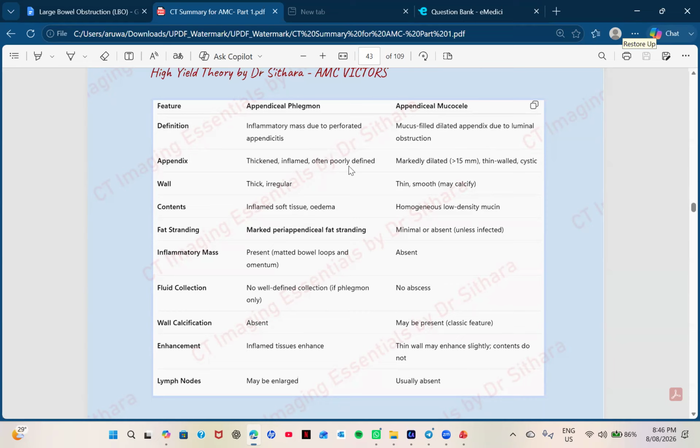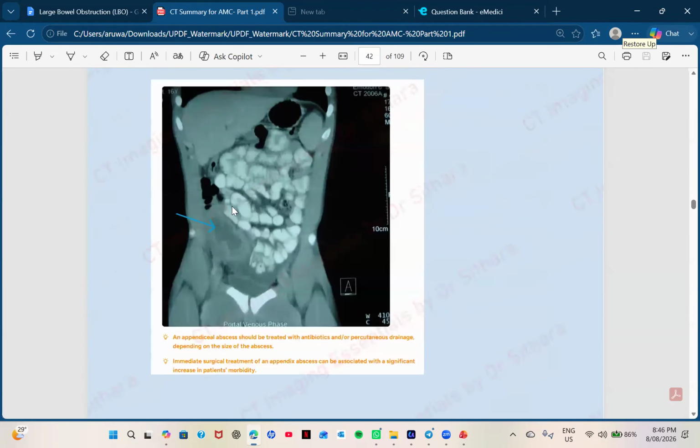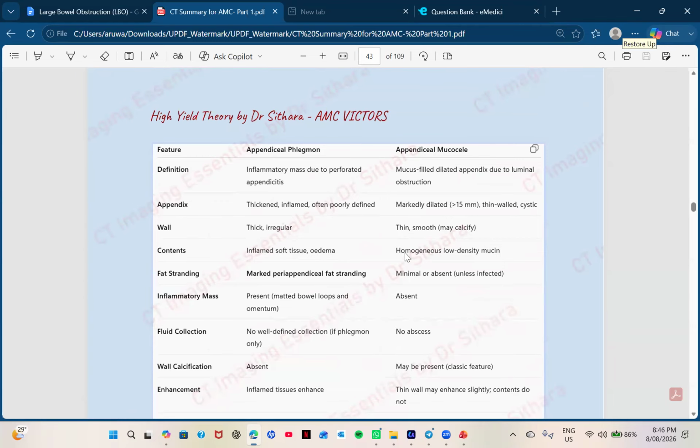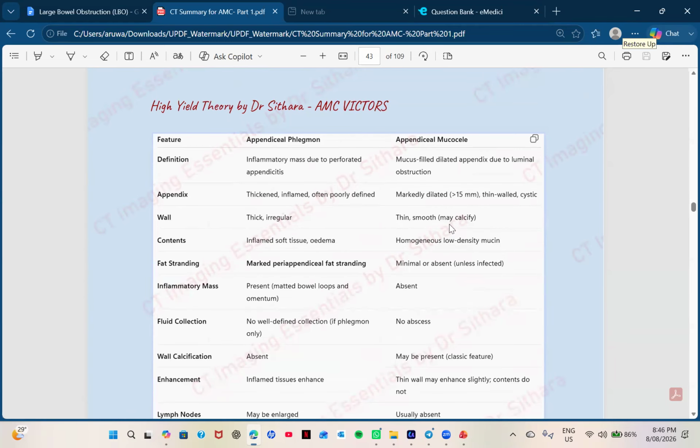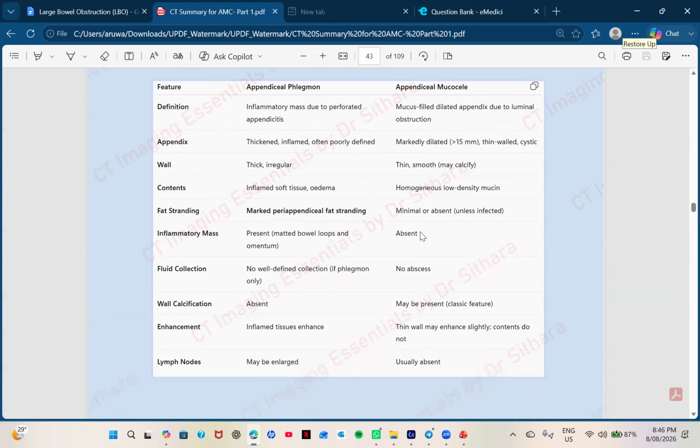Here the wall is thick, inflamed, often poorly defined. Here the appendix is dilated more than 1.5 centimeter, a thin-wall cyst, right? You can see. And here the wall is thick, irregular. Can you see the thick, irregular wall in here? Here, thin, smooth, you can see it may be calcified, right? The content here is inflamed soft tissue and edema. Here, homogeneous, low density mucin. And this appendiceal mucocele has a high risk of cancer. Okay, so that is another important point that you need to understand.